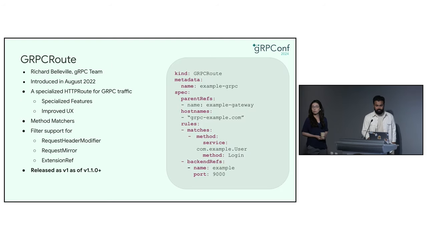The gRPCRoute API was introduced by Richard Belleville from the gRPC team in 2022. The API proposal highlighted the need for a dedicated API for routing gRPC traffic to your backend. There exists an HTTPRoute, which could be used to route gRPC traffic, but the addition of a new route type significantly improves the user experience. As you can see on the right side, the proposal introduces support for method matches, allowing users to match on gRPC-specific constructs, such as gRPC service and methods. This API has graduated to v1 and is released in the standard channel since v1.1, which was a few months ago.